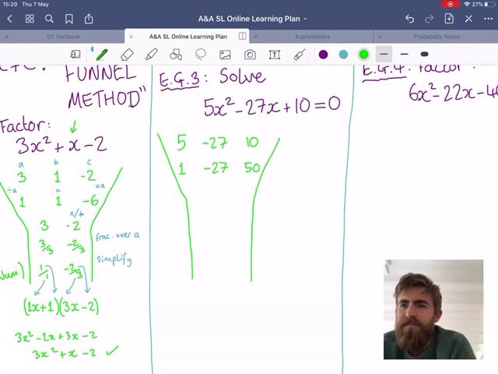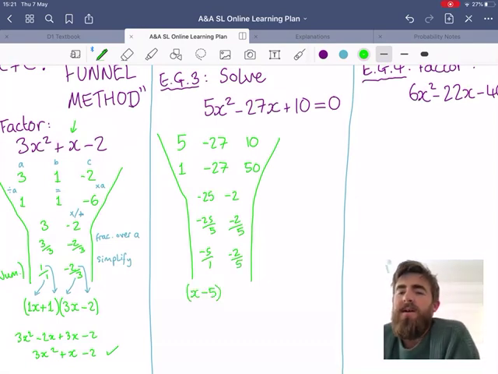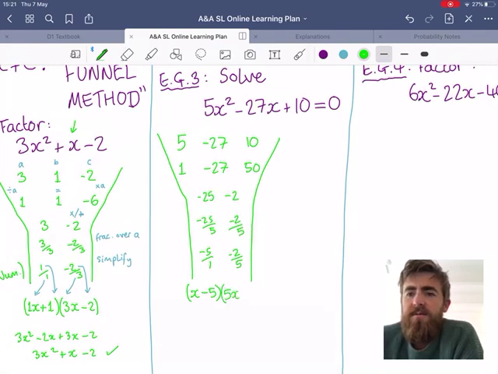So yeah, I need to multiply to get 50 and add to get negative 27, so that's negative 25 and negative 2. Write it as a fraction over 5, fraction over a. Simplify as much as possible. Again, I'm going to keep it as over 1, otherwise it kind of confuses things. And what I see is I get x minus 5 times 5x minus 2.